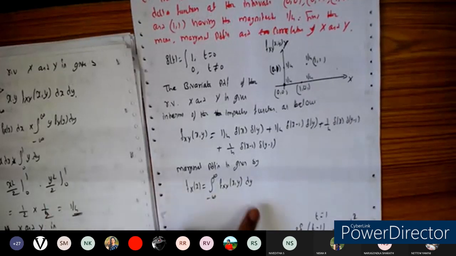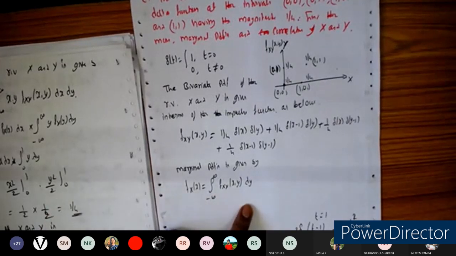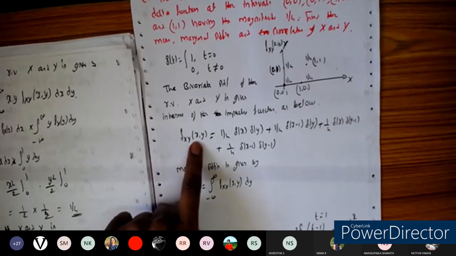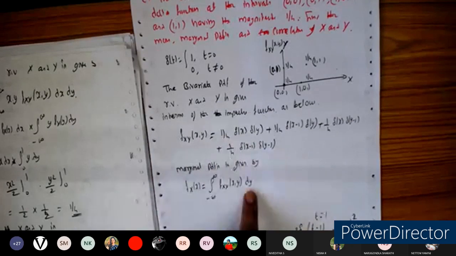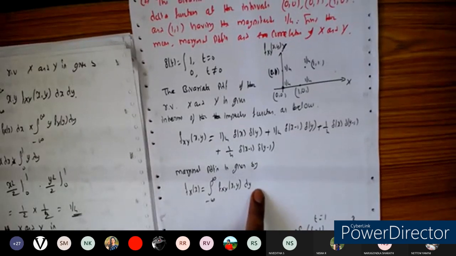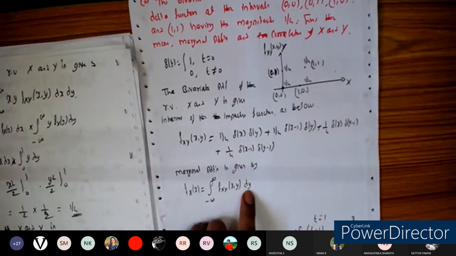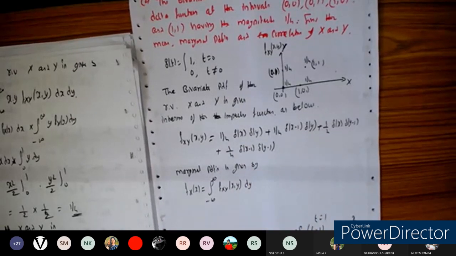If I integrate this with respect to dy, you're going to get the marginal PDF in terms of fx of x. Here f_XY of x comma y is given. So substitute here and integrate with respect to y, and we'll get the marginal PDF. Here delta of x will be treated as a constant, since we are integrating with respect to dy. Do it and tell me the answer you get.